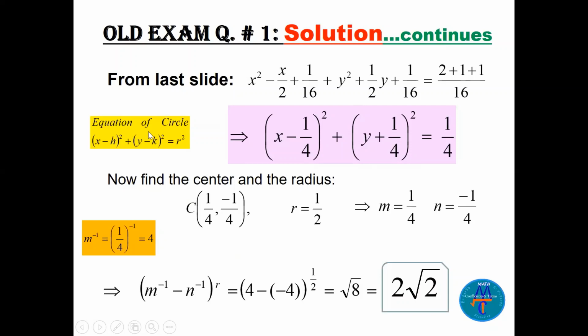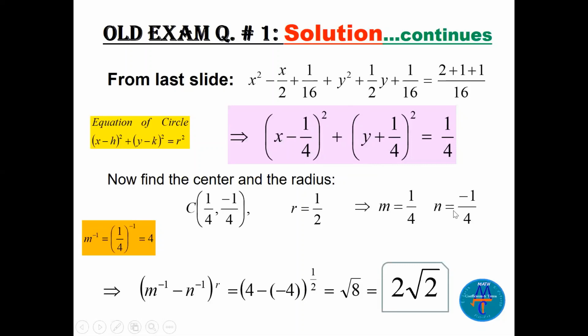Remember the equation of a circle. I just put here a small equation. You can remember x minus h. So h is 1 over 4. y minus k we have in the formula. So k will be minus 1 over 4. r squared is equal to 1 over 4. Remember, r squared is equal to 1 over 4. So when you take the square root, it will be r equals half. So these are the numbers: r is half, the h, the m here, is 1 over 4. And usually we call this k, which is n.